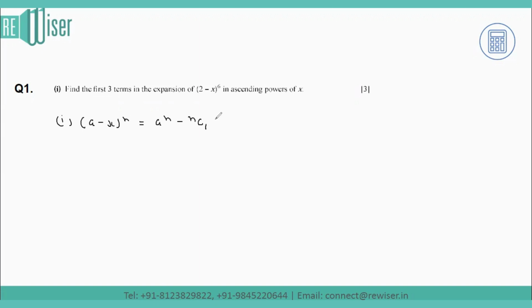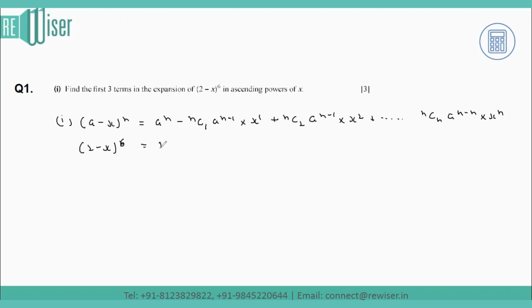nC1 a to the power n minus 1 into x to the power 1, plus nC2 a to the power n minus 2 into x square, and similarly it goes on till nCn a to the power n minus n into x to the power n. So we'll be using this expansion formula. So here the value of a is 2 and n is 6.